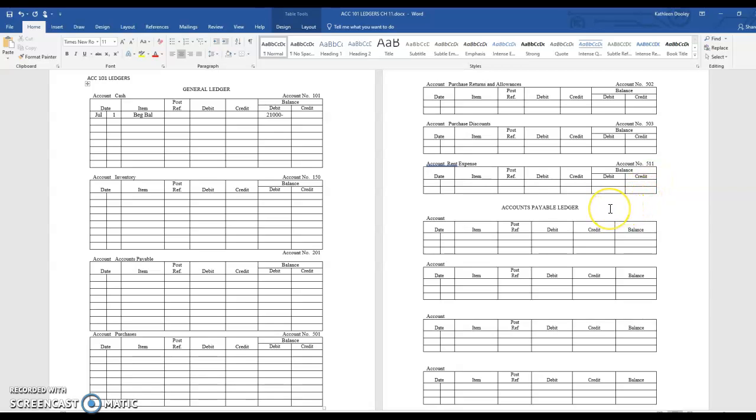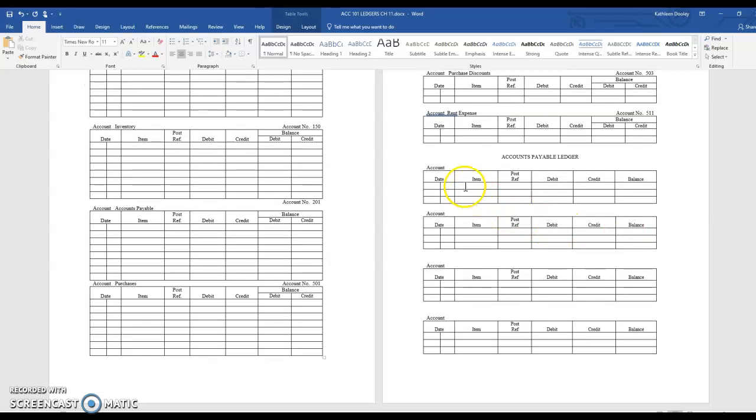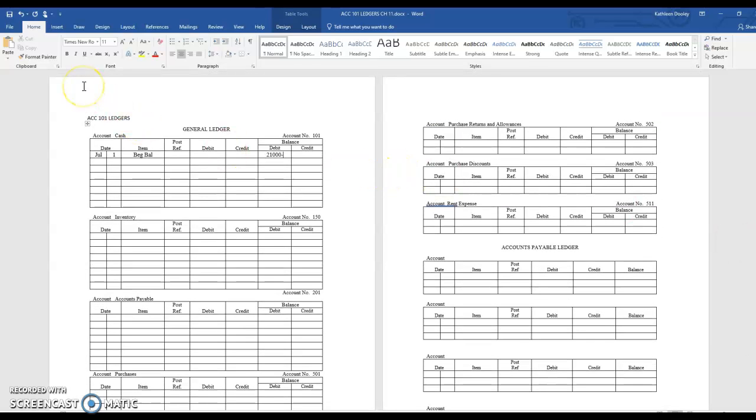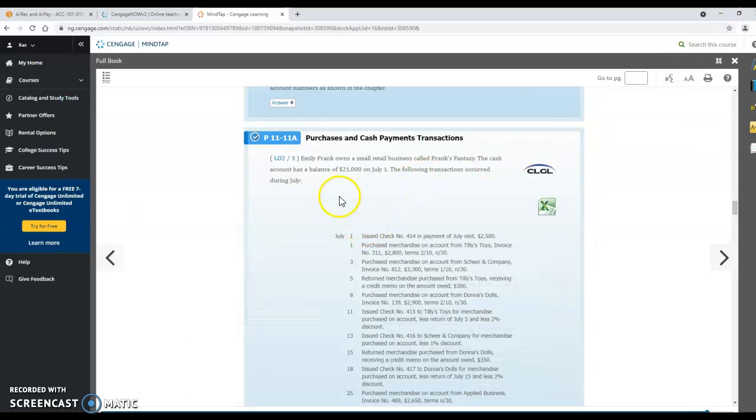Okay, so here we also have attached the accounts payable subsidiary ledger. After the word account, you would have to write the name of the vendor, and that you would still have yet to do. You can do that as we go along. Okay, so now we're ready to go and start on our transactions.